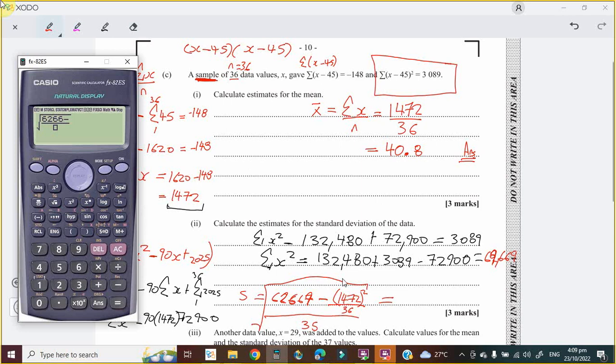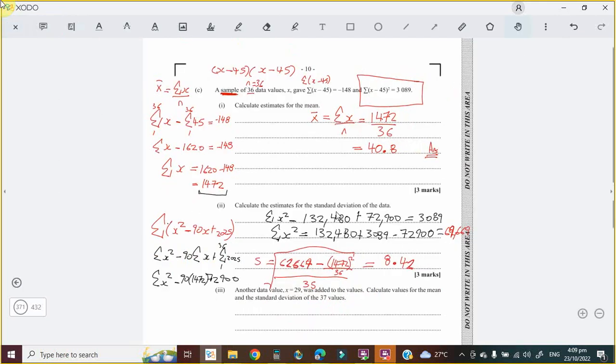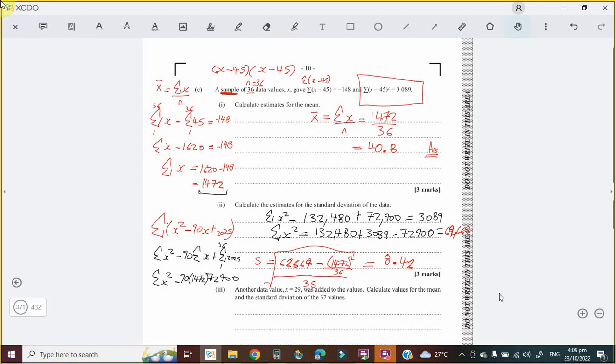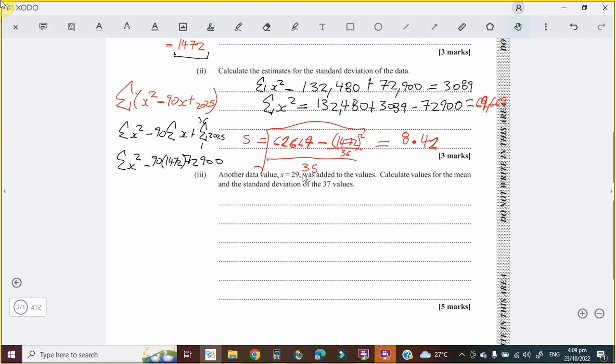When you put everything in, 8.42. So that's the estimate of our standard deviation, 8.42. Easy. All right. So after we do all of that, gentlemen, notice what they say now. I love these questions. It says another data value x equal to 29 was added. Calculate the values for the mean and the standard deviation. So now we need to find the new mean and the new standard deviation. Don't know why they're giving 5 marks.